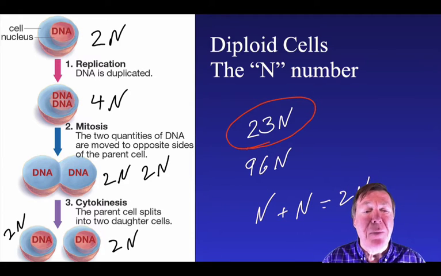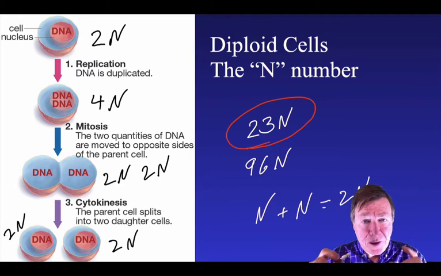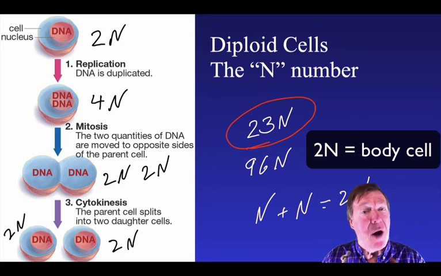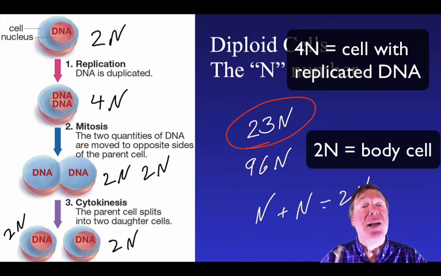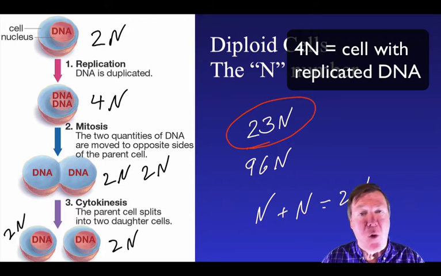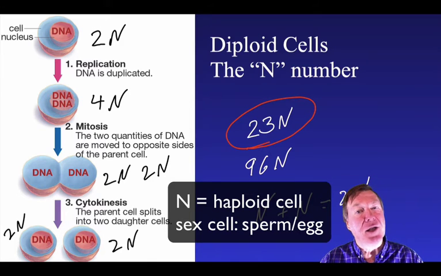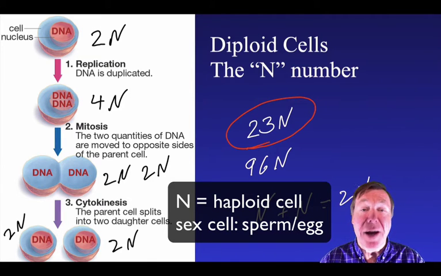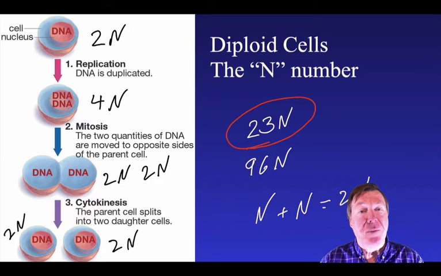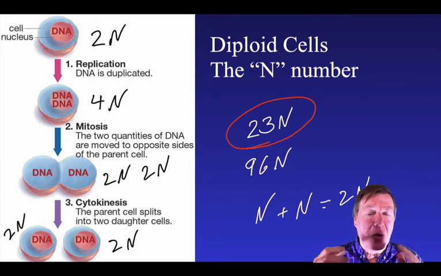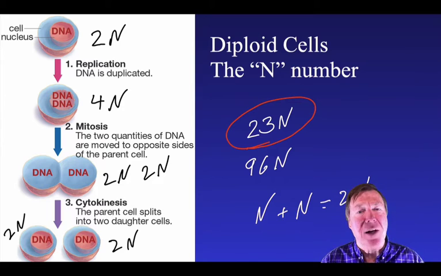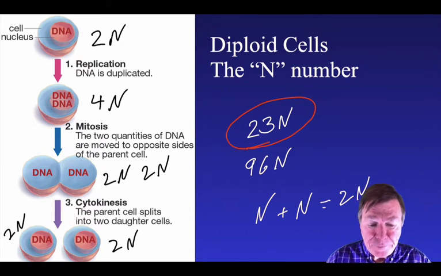What I need you to remember from this is that when you see 2n, you're talking about a body cell, a cell that is not divided. If you see 4n, then it has to be a cell that's going to divide soon, because 4n does not exist and function as a cell because there's too much DNA. When you see 1n, then it's a sperm or an egg, a sex cell, that is going to be combined with another 1n cell, and it's going to be 2n. Normal body cells in every organism are 2n.